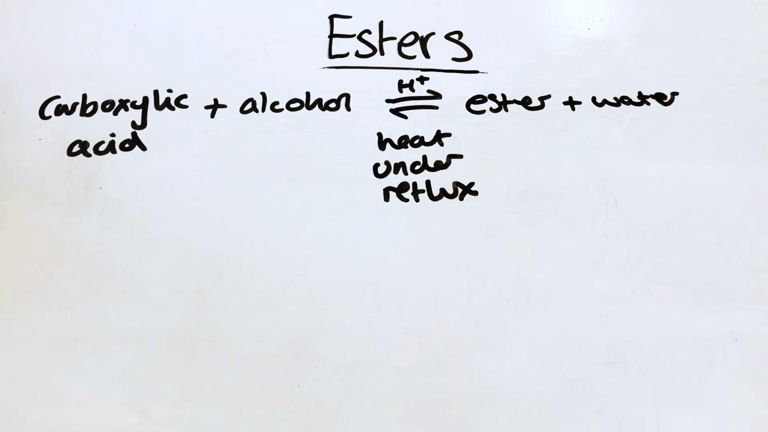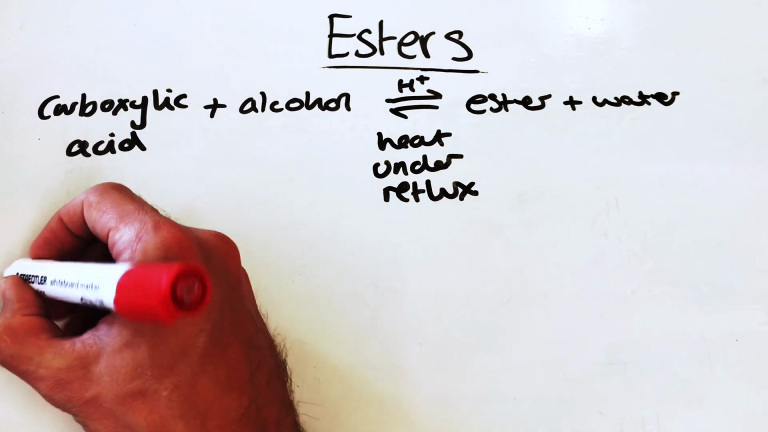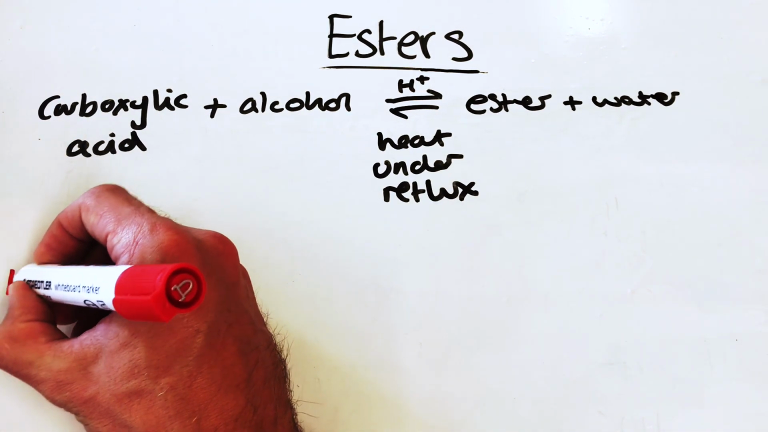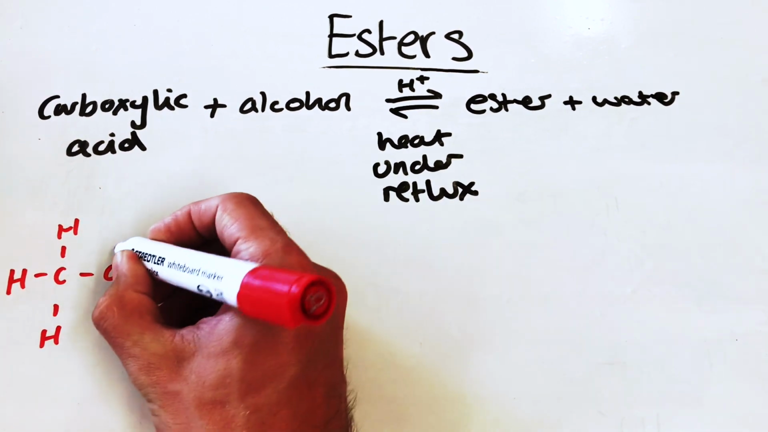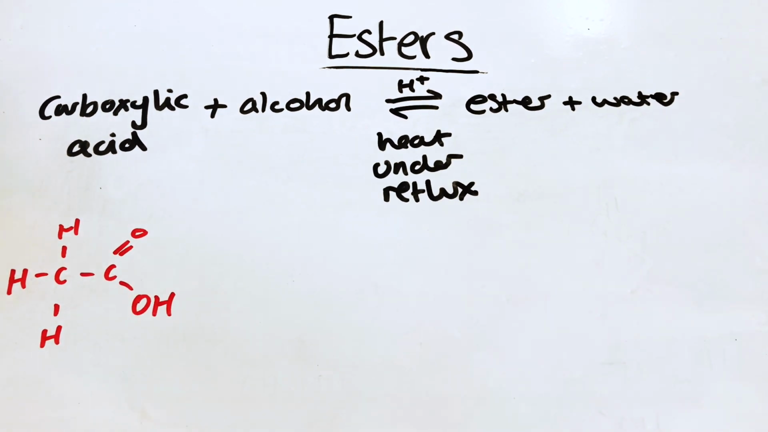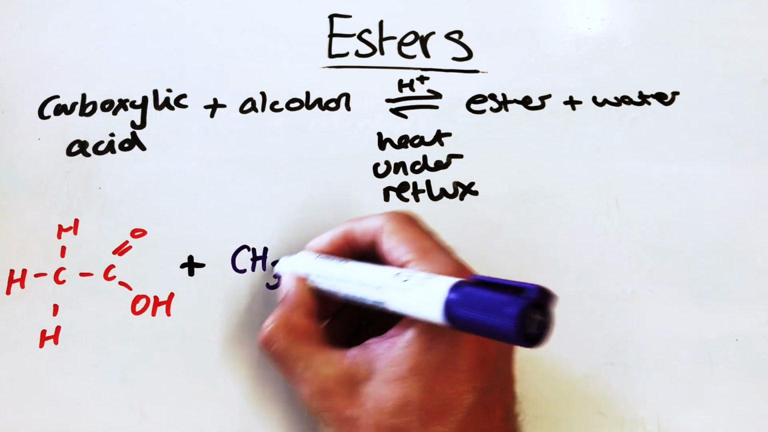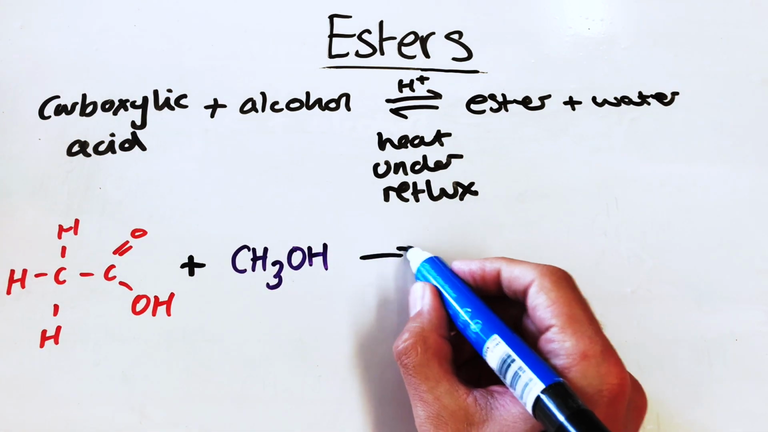So let's have a look at an example of how you would actually go about this reaction. I'm going to start off with ethanoic acid as the example. So this is ethanoic acid here, with our carboxylic acid group here as COOH. We'll mix it with an alcohol, and the alcohol that we can use here, let's start with methanol. So methanol is our alcohol. We'll use an acid catalyst.